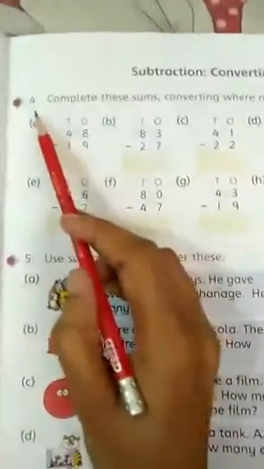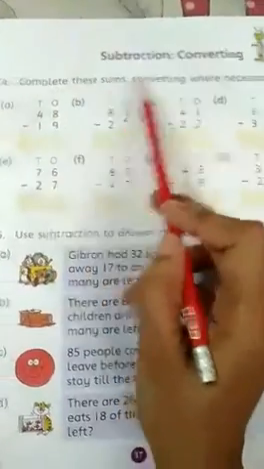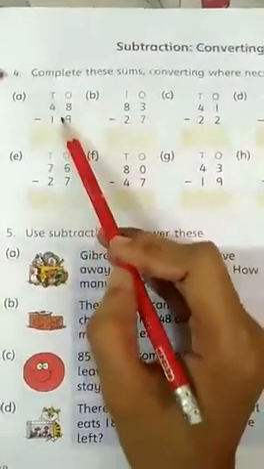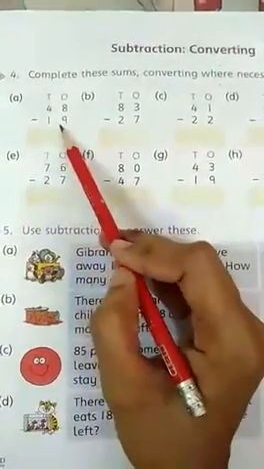So today our topic is subtraction converting on page number 17. Our question number 4 is complete these sums converting where necessary. So let's start. 48 minus 19.